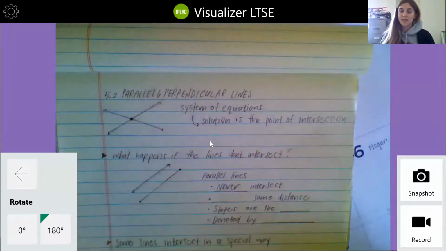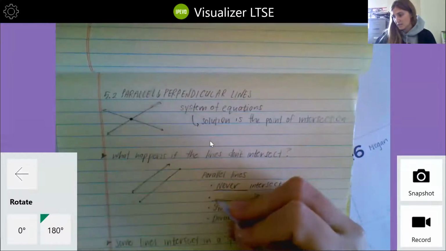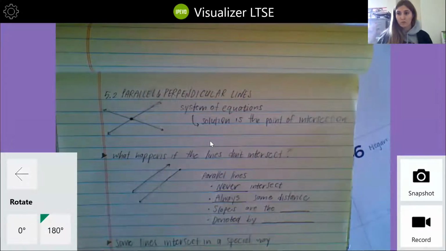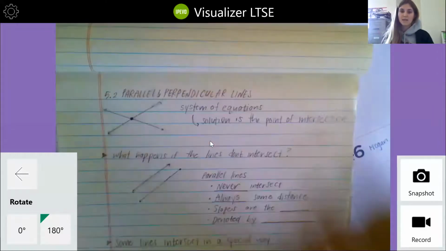They never intersect. And kind of similar point, they are always the same distance from each other. They are always the same distance from one another. This distance here will always remain the same.